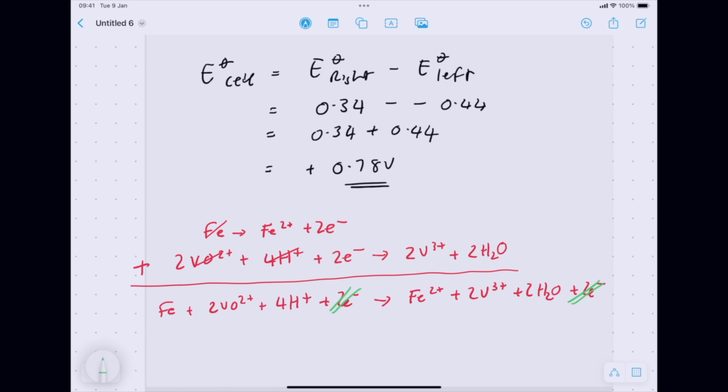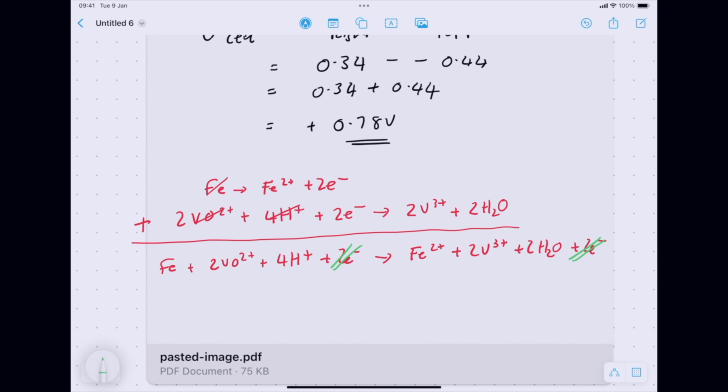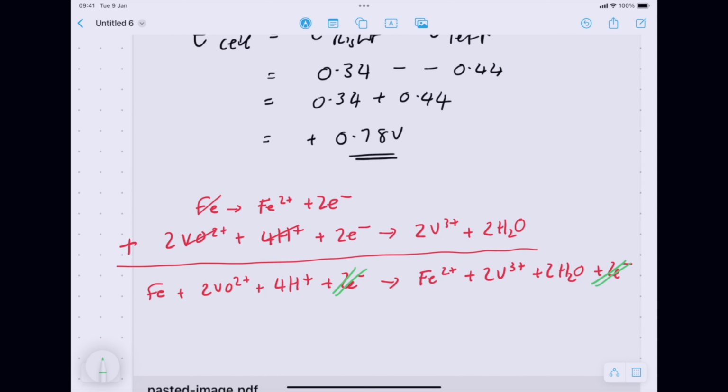And then you can quickly check that the atoms are balanced, which they are, but also that the charges are balanced. This is an important one because it's sometimes very easy to balance the equation but not the charges. So on the left hand side we have 2 times plus 2 is plus 4 here, plus another 4 there gives a total of plus 8. Then on the right hand side we have plus 2 there, and then 2 times plus 3 is plus 6. So again that comes to plus 8. So plus 8 on the right, plus 8 on the left. That confirms our equation is definitely correct.